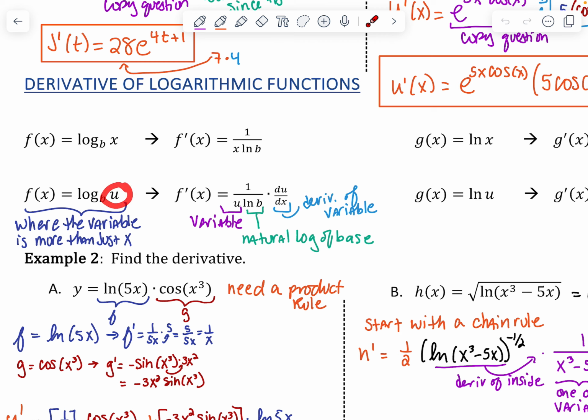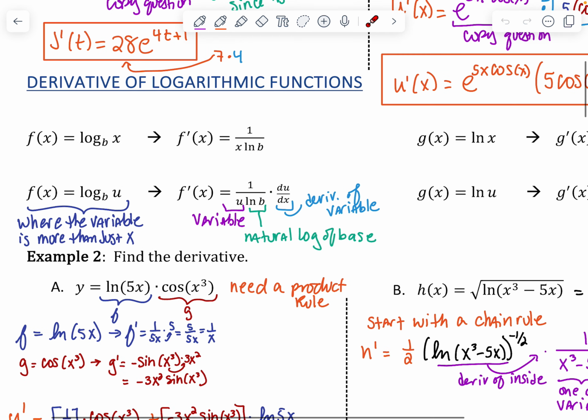And again, what if it's not just the log of x? What if it's something a little bit more complex than x? For example, a function u, which we think of as some function in terms of x. So again, I'm going to have 1 over the variable, whatever that variable may be. I'm still going to take the natural log of the base. But now we have to account for the fact that this variable was a little more complex. So I need to take the derivative of the variable.